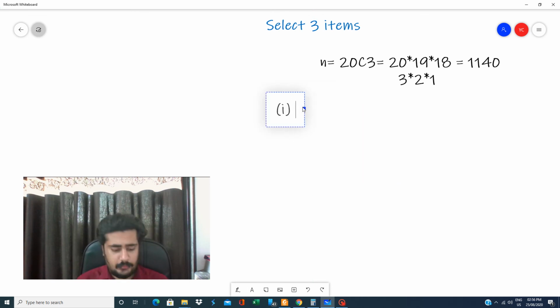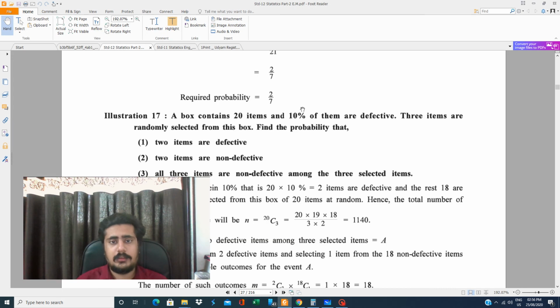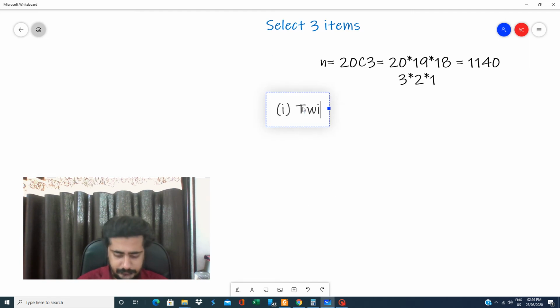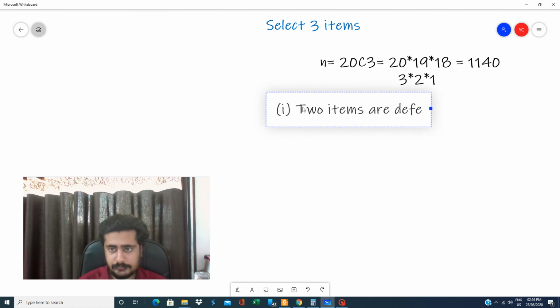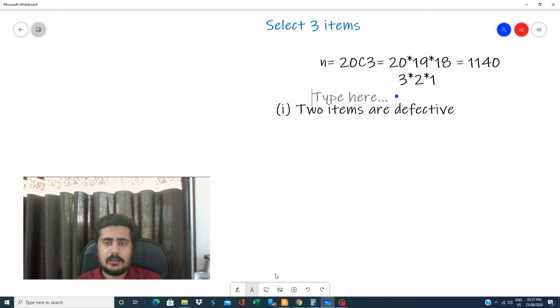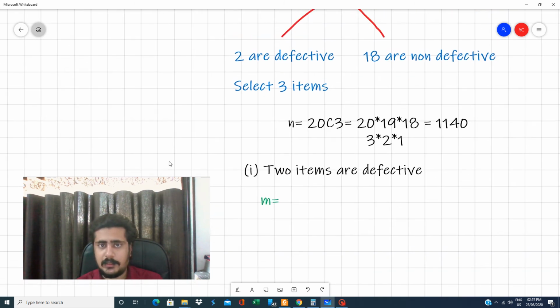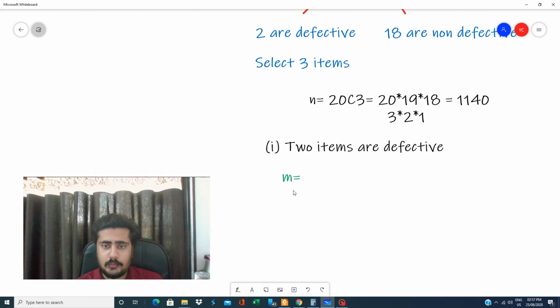Now your first question asks you that two items are defective. Now what is your m? See here they ask you that two items are defective. Total defective items are two. So if you want two items defective, it should be selected from that two.